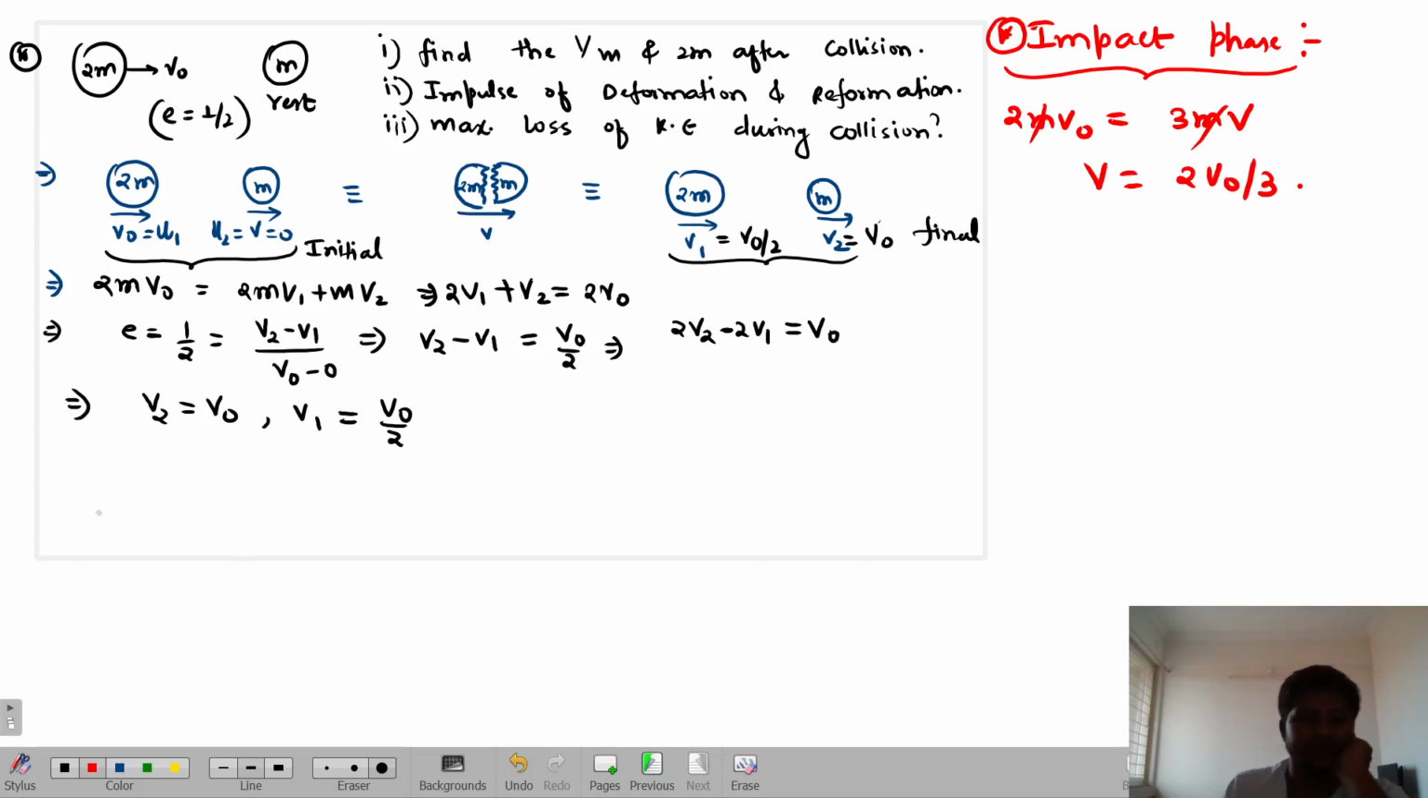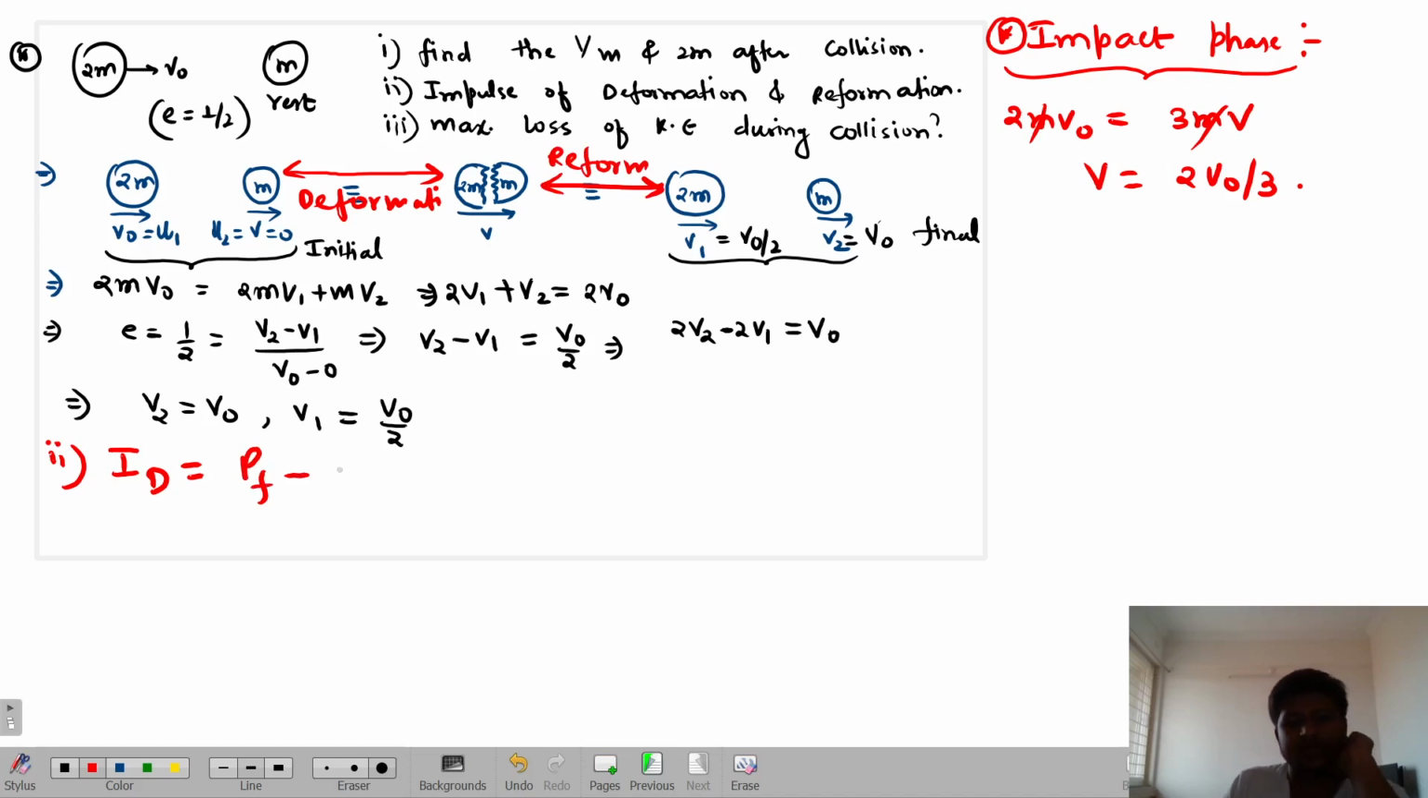Is that clear? So what is my impulse of the second question? Impulse of deformation. First of all, what is ID? Simple. See, from here to here there is a deformation or not? And from here to here there is a reformation. Are you able to get it? So impulse of deformation is nothing but final momentum minus initial momentum. Finally it is 3m into v, minus the initial momentum, which was 2m into v naught. Are you able to get me or not?